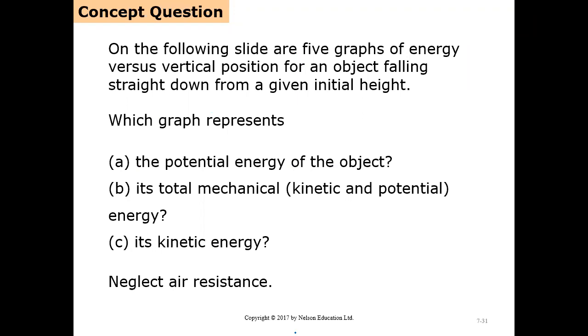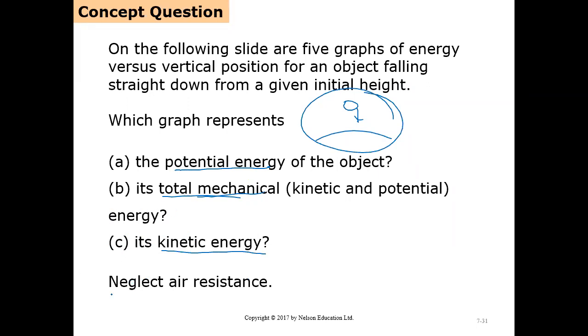So neglect air resistance, that means we can say it's an isolated system. The system consists of the object and the earth, and the object is falling. So we take this as our system. For that system, I can say the total mechanical energy is conserved. Now with that, can we answer this question? Which one is represented by each of these graphs? Which graph represents potential energy, which the total mechanical energy, and which the kinetic energy?